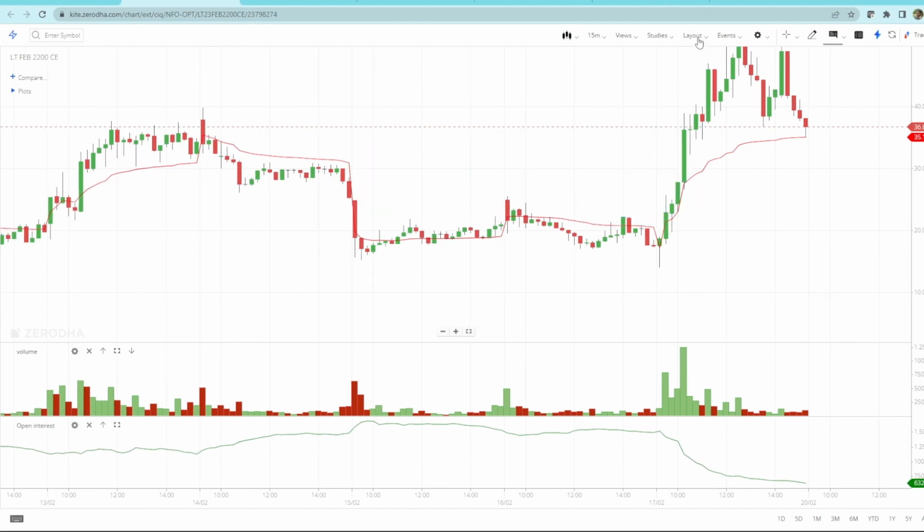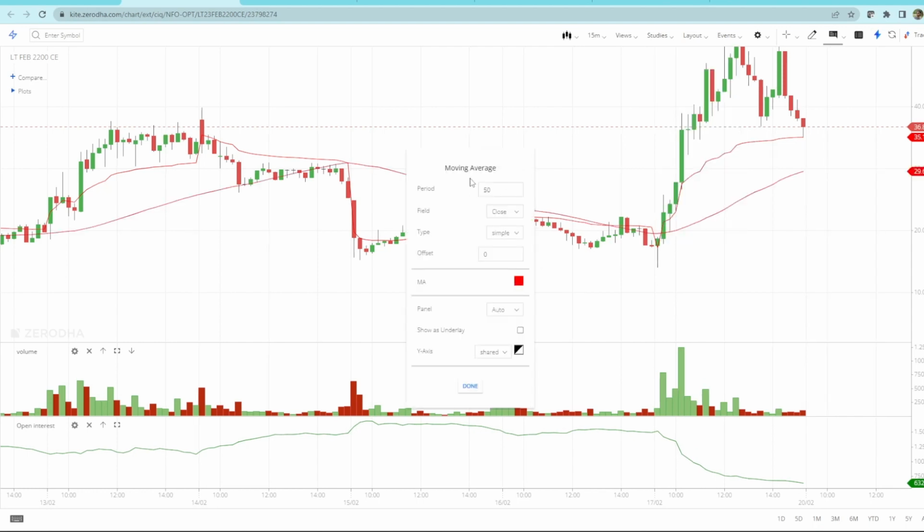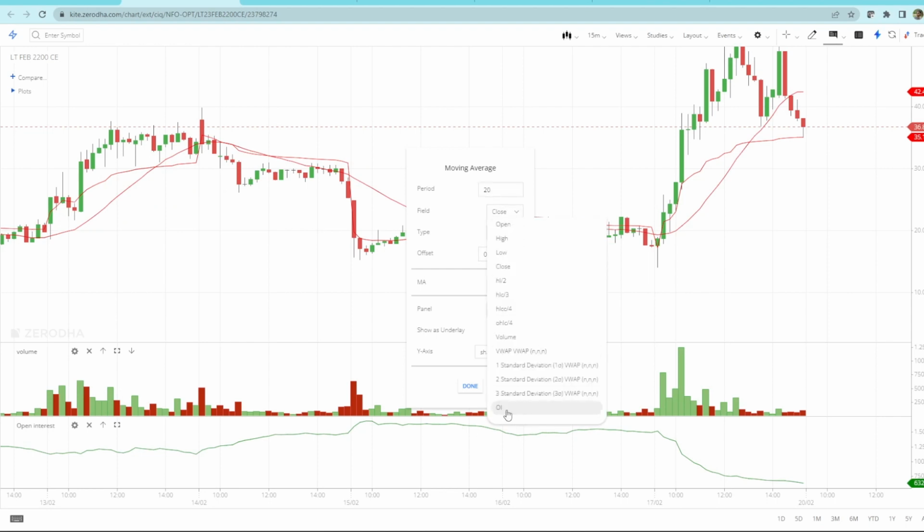Open interest will talk about the number of open contracts that are available in the market. Then comes the moving average. I'll be using this moving average of 20, and I'll use this moving average not on the price, but on the open interest.